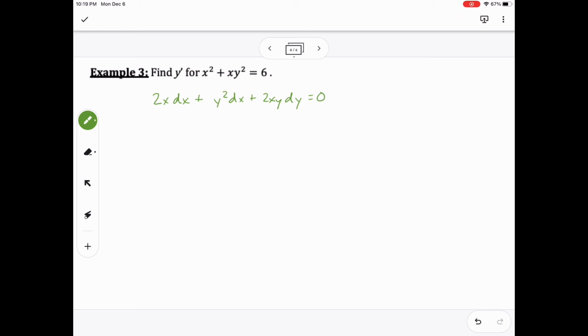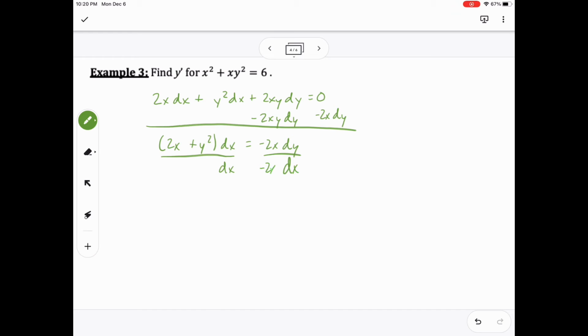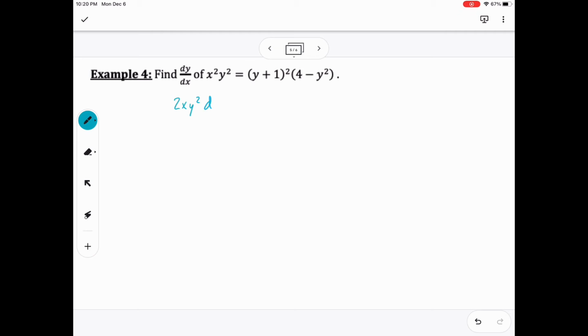So derivative of x squared. Now, x times y squared is a product rule. So derivative of the first times the second with respect to x. Derivative of the second times the first with respect to y. Now here, I only have one dy, so I chose to move the dy over to the right. And then from there, I can divide by -2x to both sides and divide by dx to both sides. And that gives me my answer.